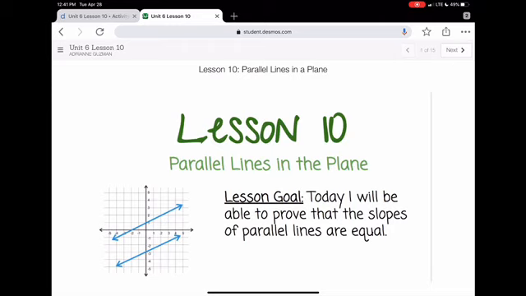Alright guys, so we are on lesson 10 today. This lesson is called Parallel Lines in the Plane. The goal for today is: I will be able to prove that slopes of parallel lines are equal.